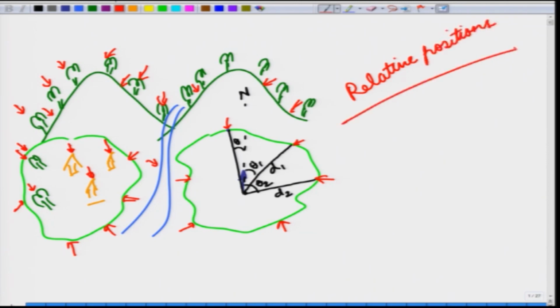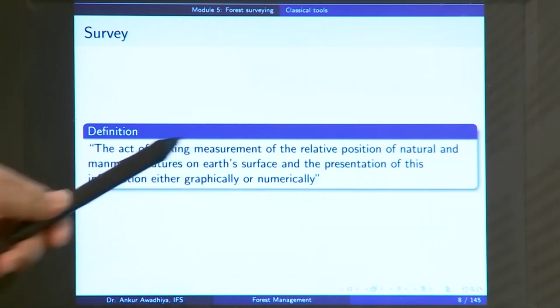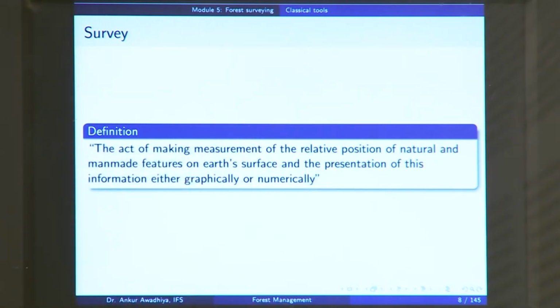Now, why a relative position? Because there is no such thing which is having a fixed position, because even if you take a point on the planet Earth, this point itself is moving because the Earth is going around the sun. But in the case of a survey, we are choosing a point and we say that this is our reference point and what is the location of each and every feature with respect to our chosen point. So, we do these measurements and then we present this information either graphically or numerically.